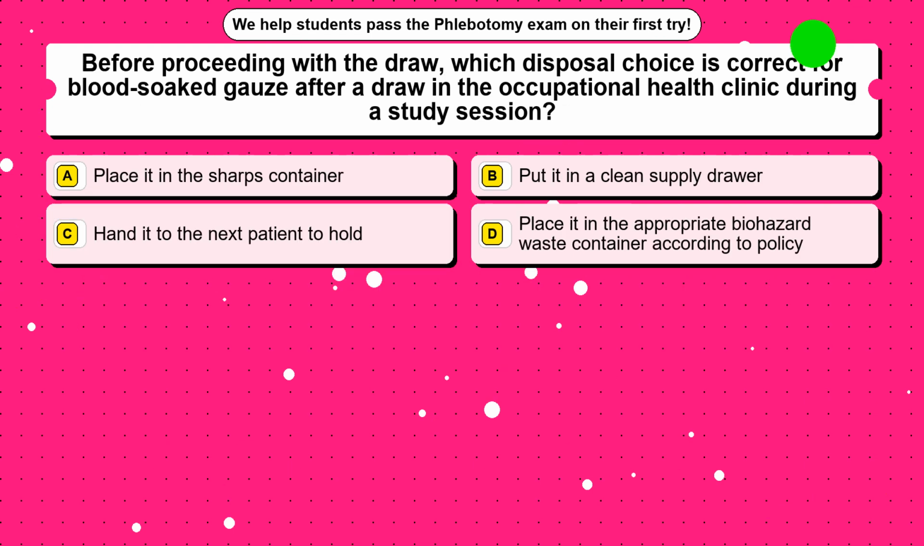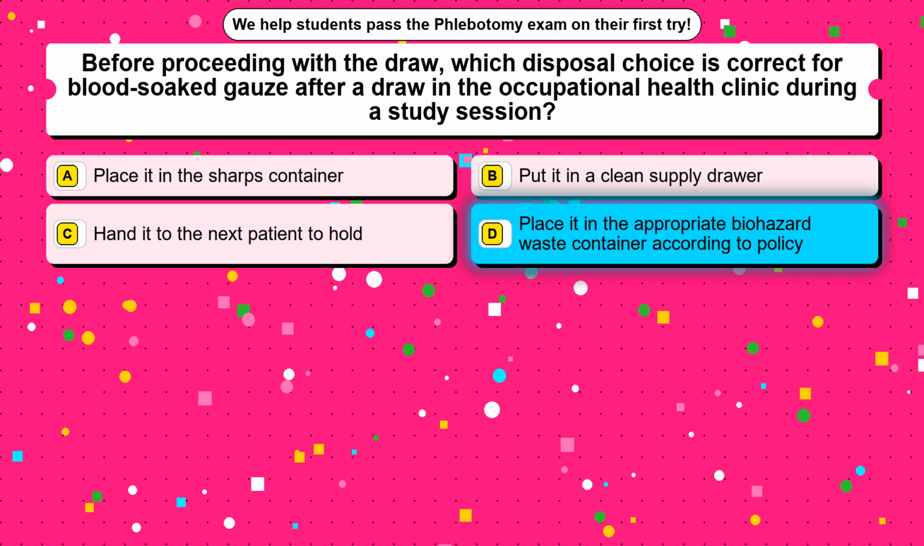Question 95. Before proceeding with the draw, which disposal choice is correct for blood-soaked gauze after a draw in the occupational health clinic during a study session? Option A. Place it in the sharps container. Option B. Put it in a clean supply drawer. Option C. Hand it to the next patient to hold. Option D. Place it in the appropriate biohazard waste container according to policy.